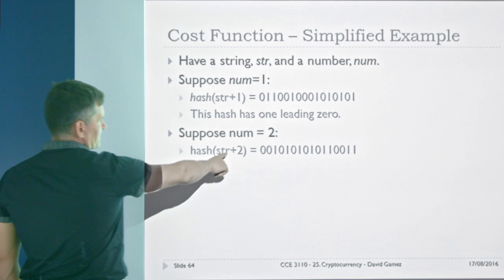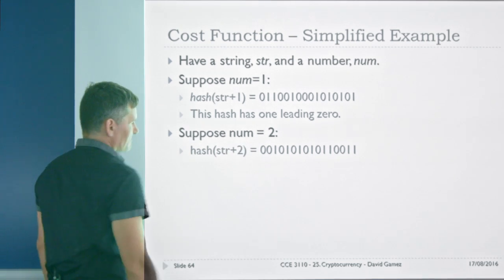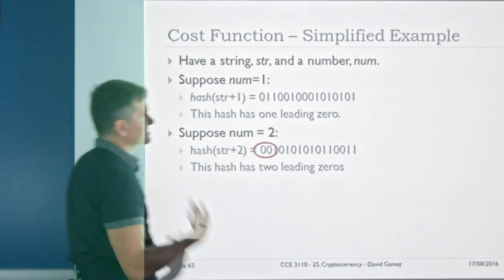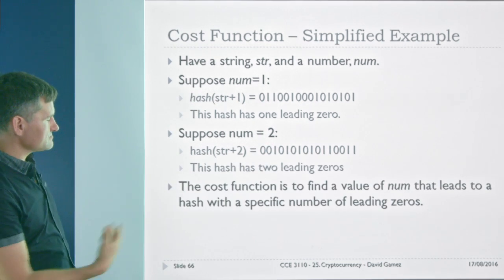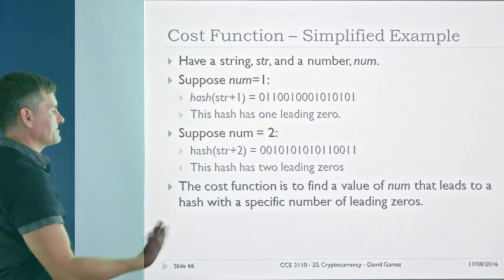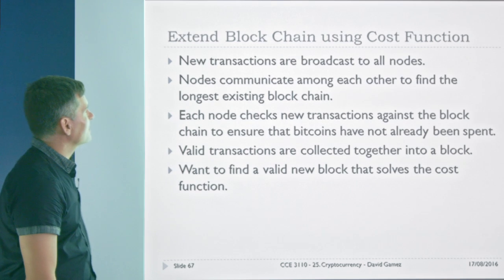And then suppose we change the number to 2. We increase the number, leave the string exactly the same, do a hash of the string plus the number 2, and then it has 2 leading zeros. And the task is to find a value of the number that we add to the string that gives a hash with a specific number of leading zeros. Okay, well, I hope that's clear.